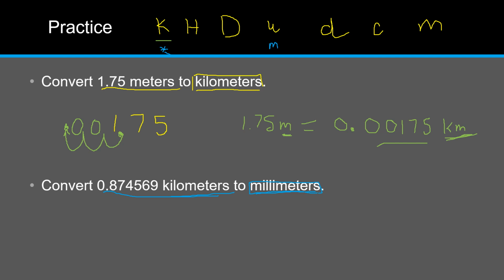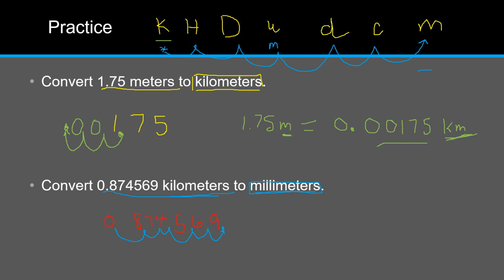So let's start jumping and count our jumps. 1, 2, 3, 4, 5, 6. A millimeter is 6 times smaller than a kilometer. So if I want to set these values equal to one another, I need to move my decimal 6 places, and look at my arrow, it moved to the right. I need to move my decimal 6 places to the right. So if I rewrite my number, 0.874569, you'll have to bear with me with my writing here. And if I take my decimal and I move it 6 places to the right, let's count. 1, 2, 3, 4, 5, 6. I'm going to plant my decimal here at the end of the number.